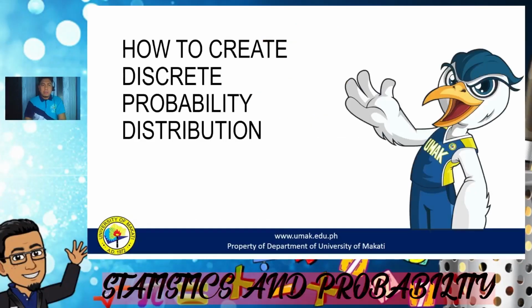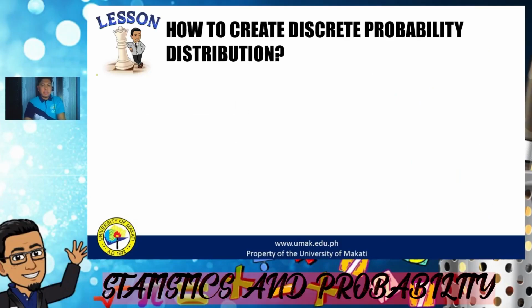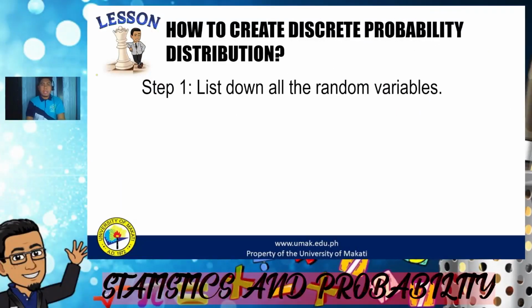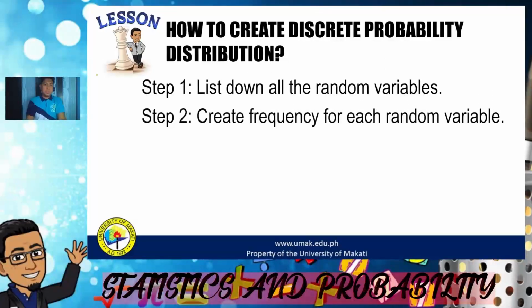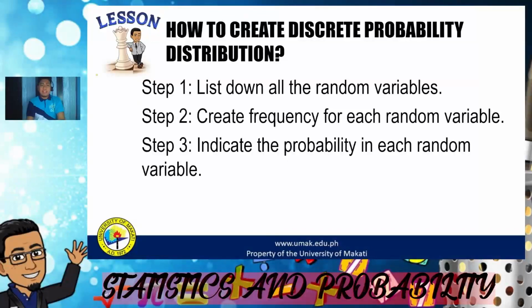Alright, so let's start with how to create a discrete probability distribution. Here are the steps to follow. Step number 1, list down all the random variables. Step number 2, create the frequency for each random variable. Step number 3 is to indicate the probability of each random variable. And finally, I will introduce how to create a histogram.